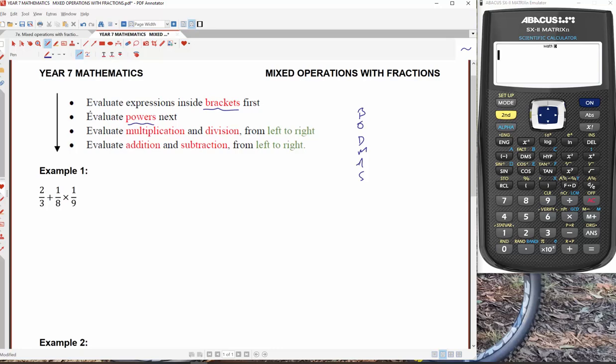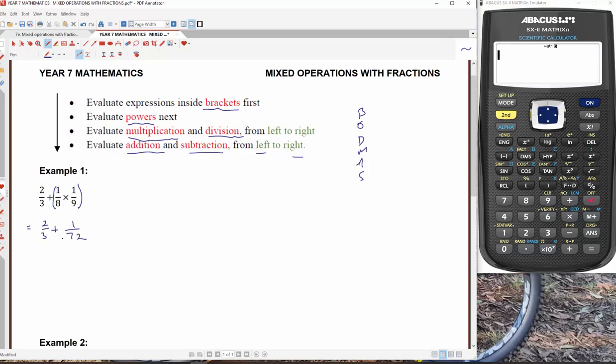Evaluate any powers next, or indices next. Then you evaluate multiplication and division running left to right, and then addition and subtraction running left to right. So here's our first problem, and it's 2/3 plus 1/8 times 1/9. And the rules of order of operations say that the multiplication has to go first. So we put down 2/3 plus 1 times 1 is 1, 9 times 8 is 72.